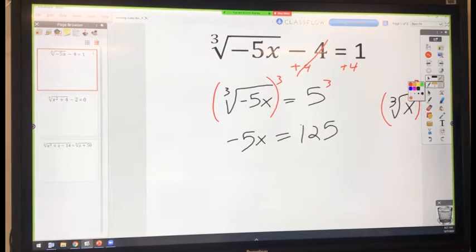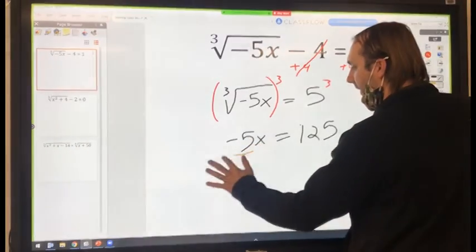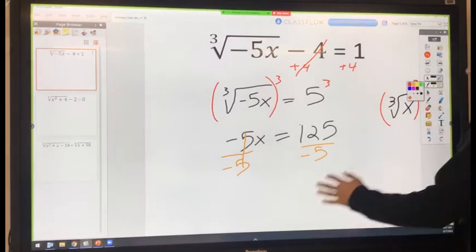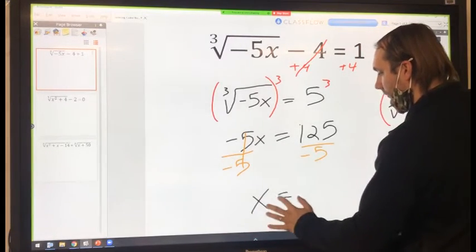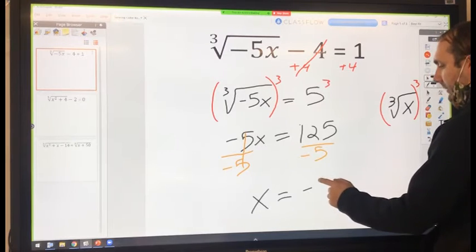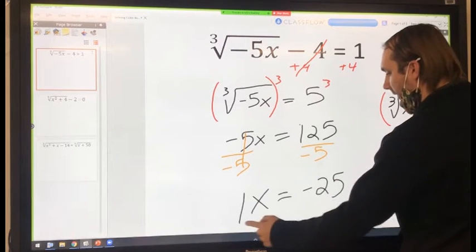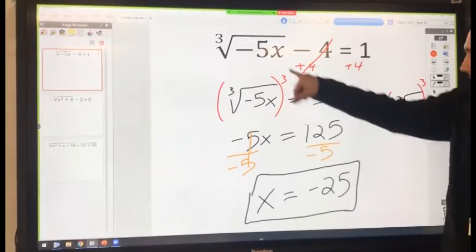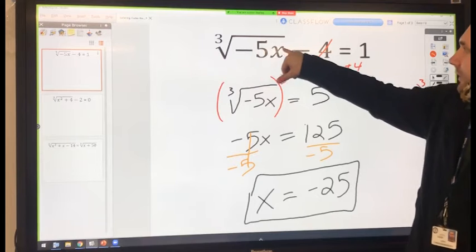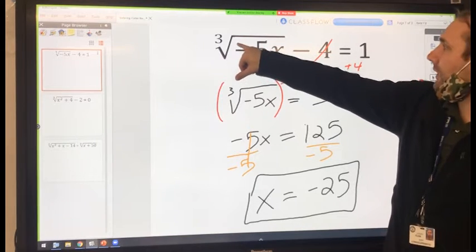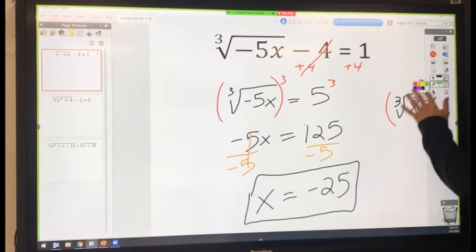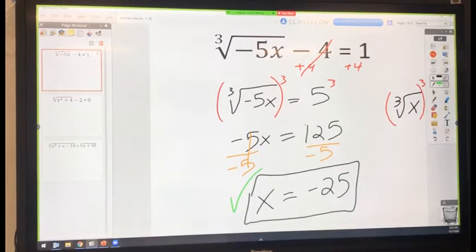So let me get rid of this negative 5 by dividing by negative 5. And I get x equals a negative 125 divided by 5, which is negative 25. And we should always be checking our problems. So negative 5 times negative 25 is 125. The cube root of 125 is 5. 5 minus 4 is 1. So it checks out. But are you sure? Yes, I'm sure. That checks out.